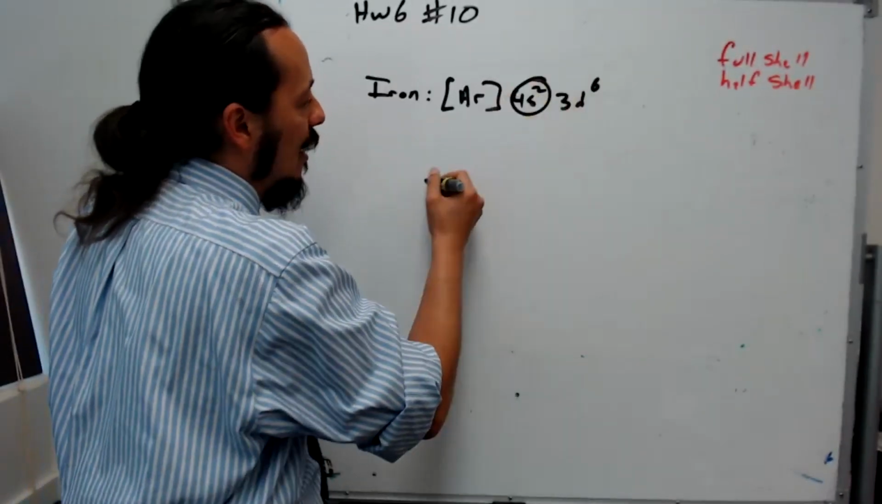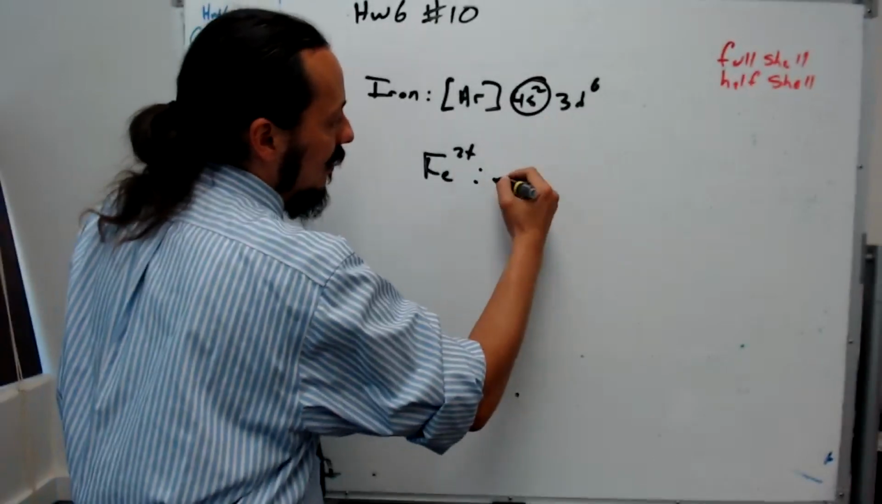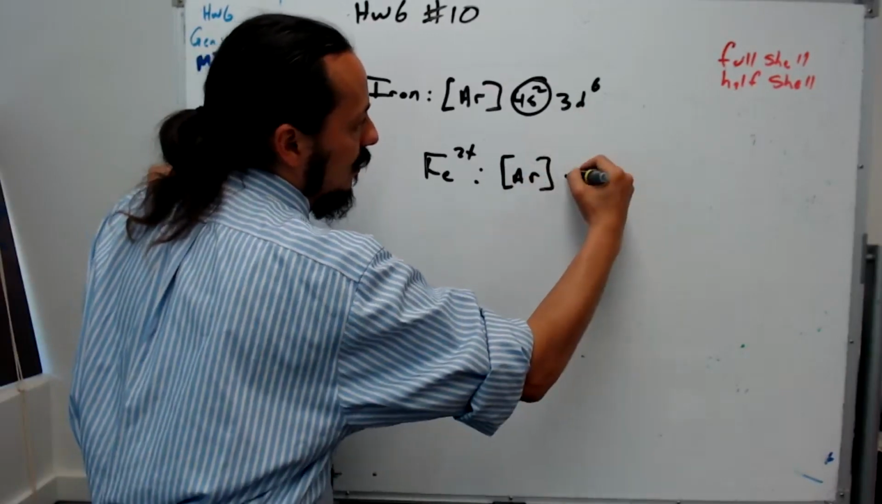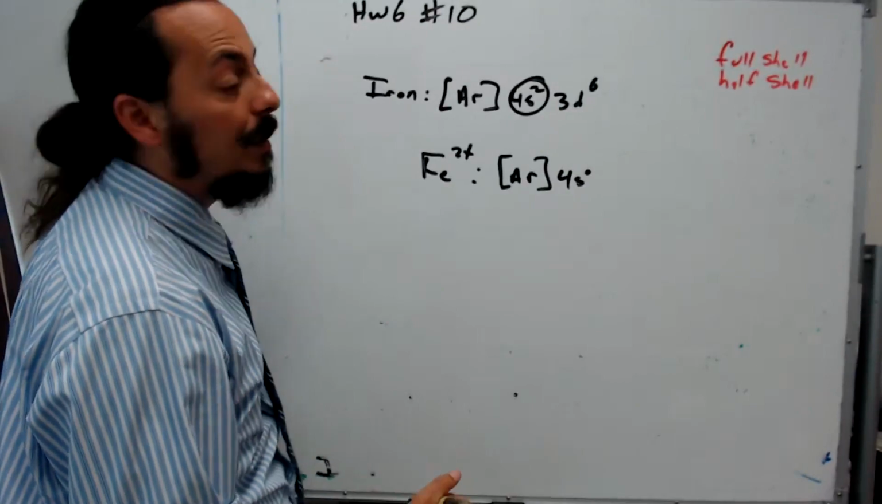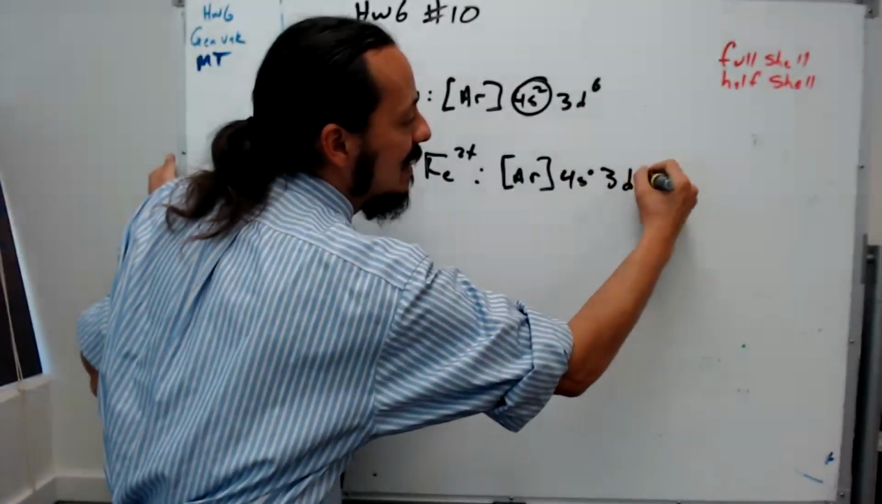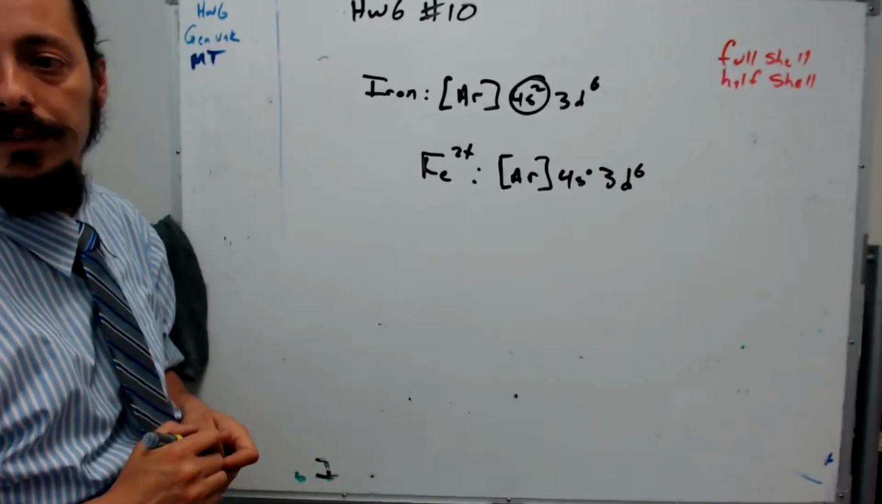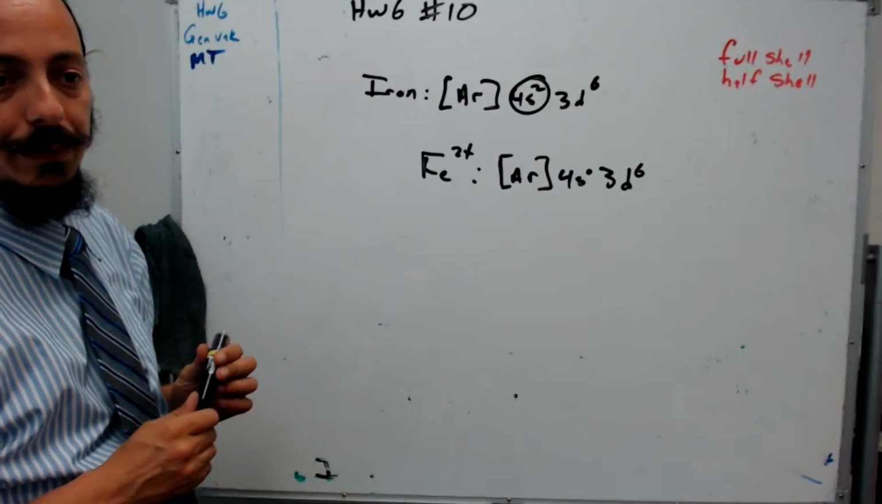They're the furthest out. We could go to iron 2+ and have argon. I'll put the 4s there as 4s0, even though normally we wouldn't. 3d6. So iron 2+ makes sense. Lose both s electrons. Empty that shell. What else could we do?